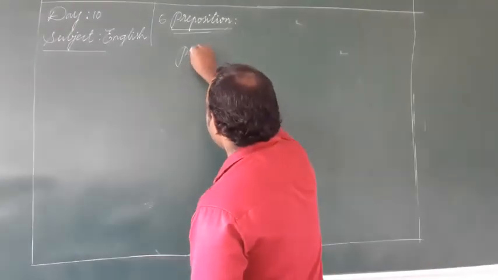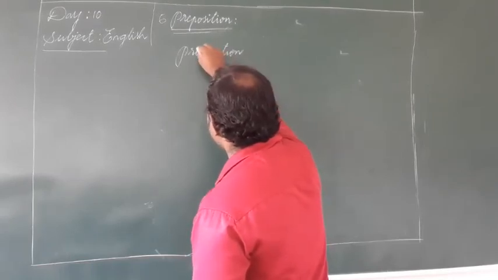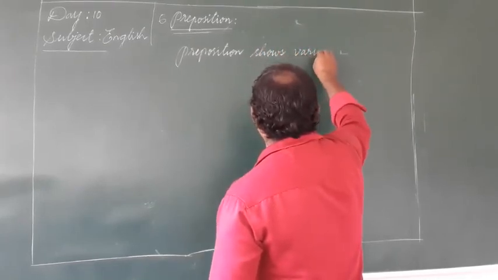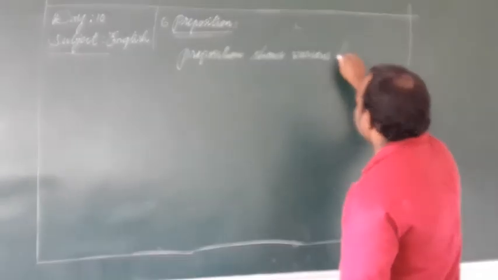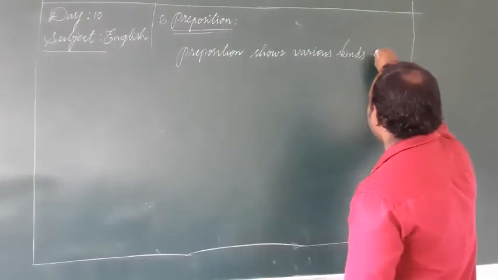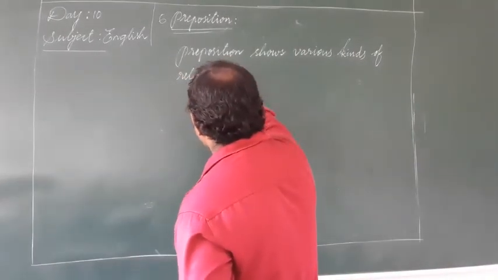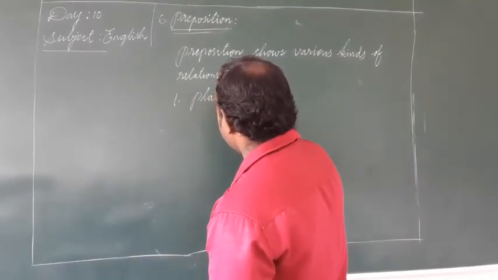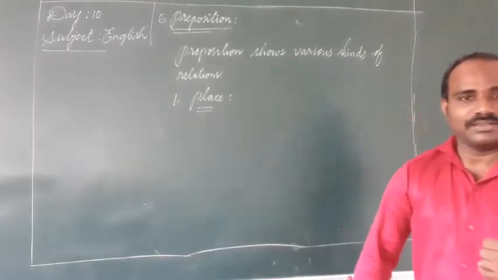See, prepositions show various kinds of relations. For example, first one, prepositions of place. The preposition, the word which shows place in a sentence.